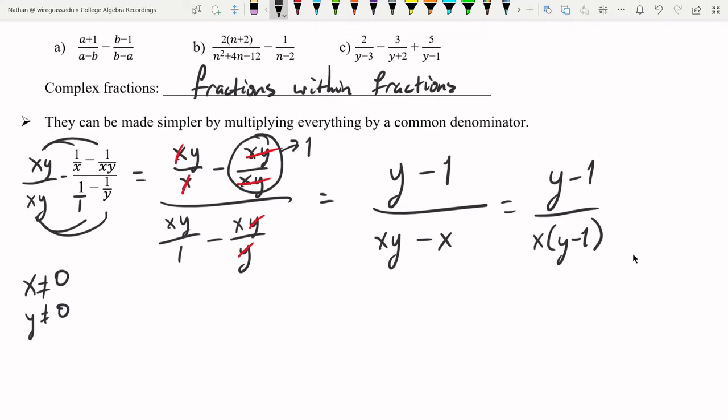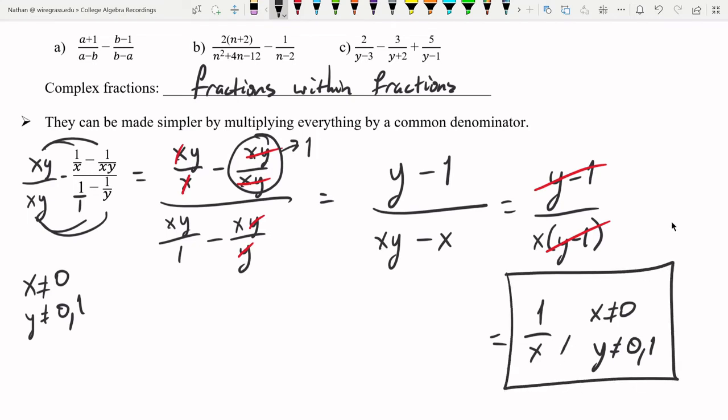I must once again look at the denominator. I've just factored it, so let's ask, when is it 0? Well, when x equals 0, we know that's already the case. X can't equal 0. And when y equals 1. So we must exclude 1 from y as well. Now we can cancel. We get 1 in the numerator. We get 1 over x, where x does not equal 0 and y does not equal 0 or 1. And that's the completely simplified form.